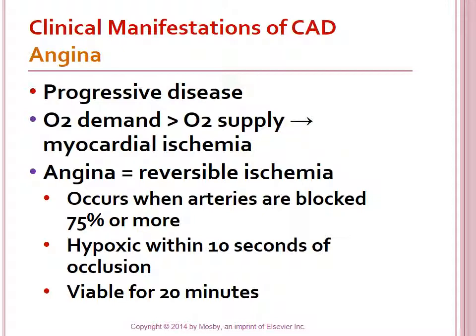For ischemia, secondary to atherosclerosis, to occur, the artery is usually blocked or stenosed 75% or more. On the cellular level, the myocardium becomes hypoxic within the first 10 seconds of coronary occlusion. In ischemic conditions, cardiac cells are viable for approximately 20 minutes. With restoration of blood flow, aerobic metabolism resumes, contractility is restored, and cellular repair begins.